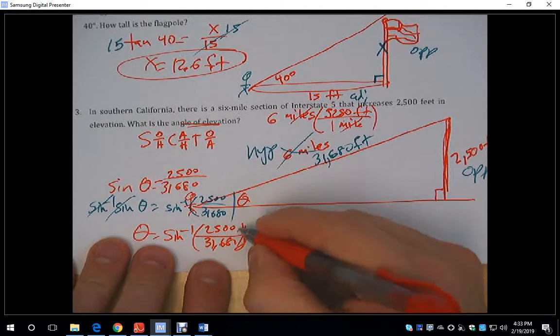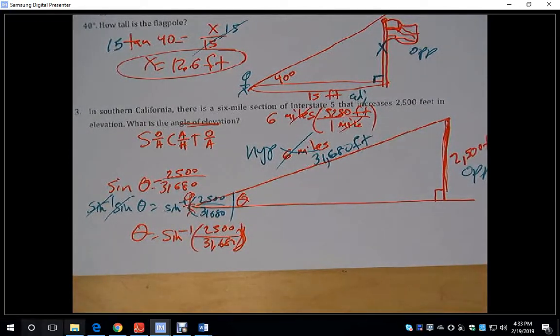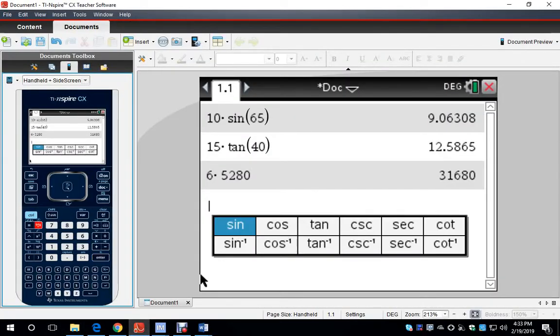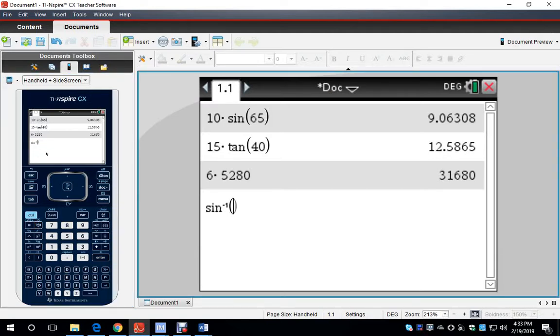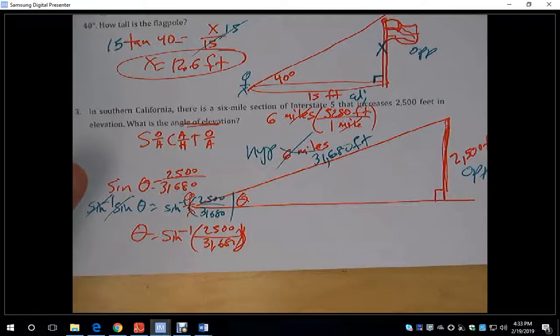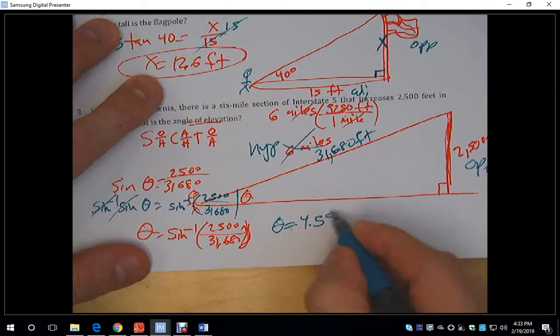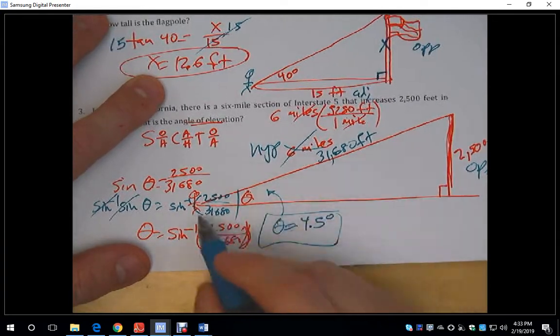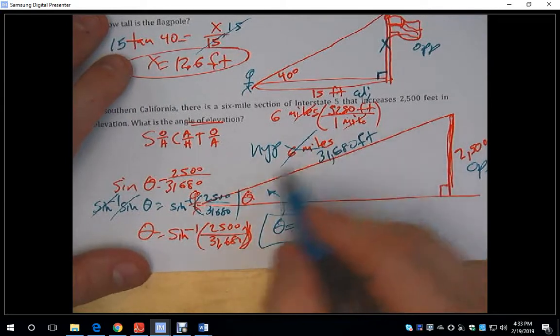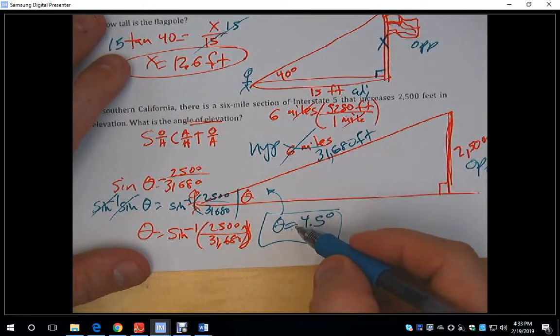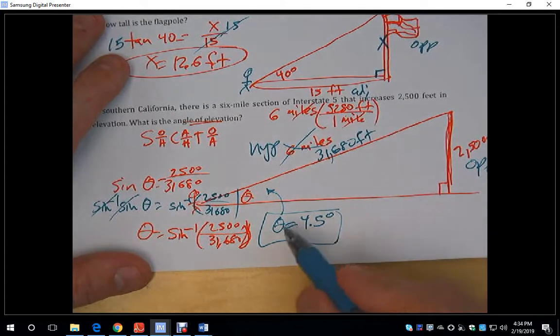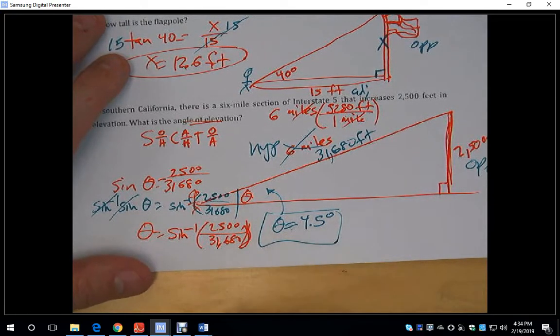Now I'll just throw that into my calculator. Go to Trig and then select the inverse of sine of 2,500 divided by 31,680. And that gives us 4.5. So that means theta equals 4.5 degrees. That means that the angle of elevation over this long 6-mile stretch of highway, I should say freeway, is 4.5 degrees.